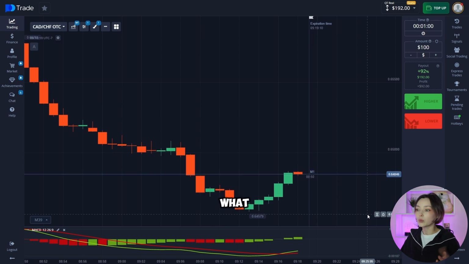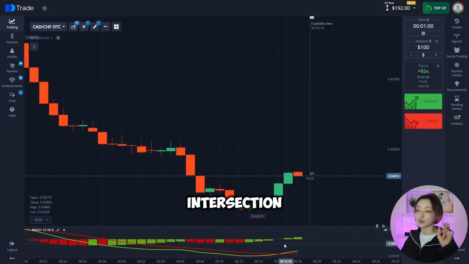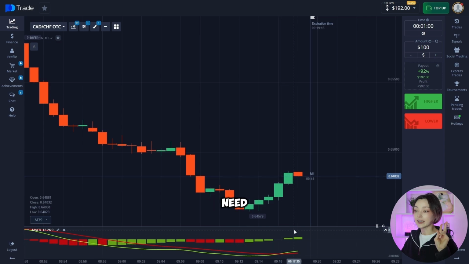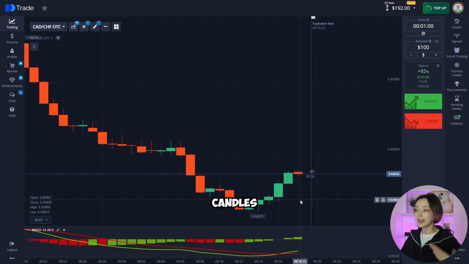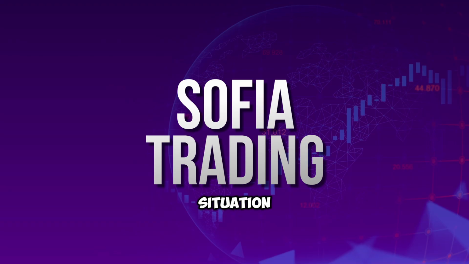Let's review what we need to do when trading with this strategy once again. First, we want to detect an intersection. Secondly, we need a confirmation on the histogram. And thirdly, we gotta find at least one confirming factor in the form of candles or certain levels that will confirm our entry point. Let's look for the next situation.